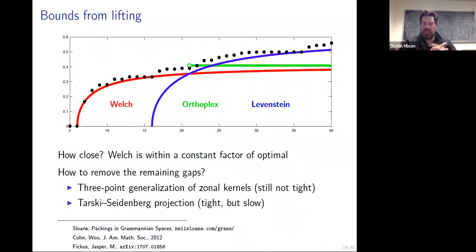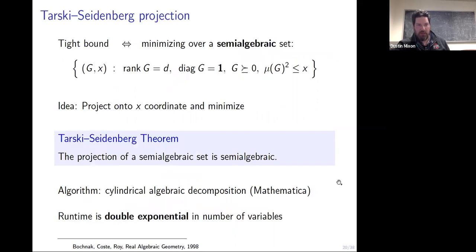So there are generalizations of these zonal kernel methods I described. This allows you to do more extensive semi-definite programming in order to help to close these gaps. But unfortunately, it appears that those methods don't give you any tight lower bounds. If you want a tight lower bound, you can start flexing more serious algebraic geometry. Tarski-Seidenberg projection gives you a tight lower bound, but it ends up being rather slow. I do want to say some words in that direction.